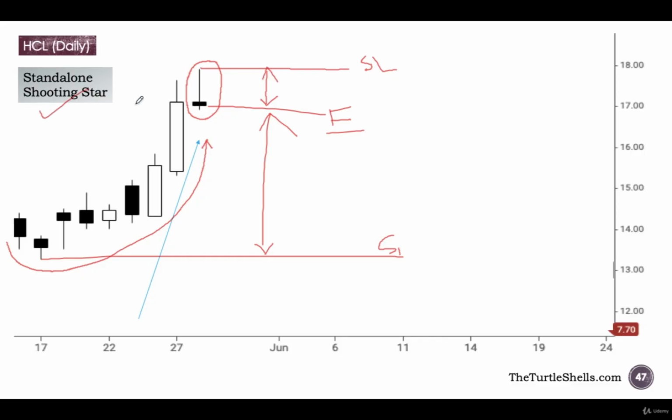Now the point is, this is a standalone shooting star, so it's a risky trade, it's a low probability trade, it's an aggressive trade. So for aggressive traders, you can look at this kind of trade. But for conservative traders, I wouldn't take this trade.